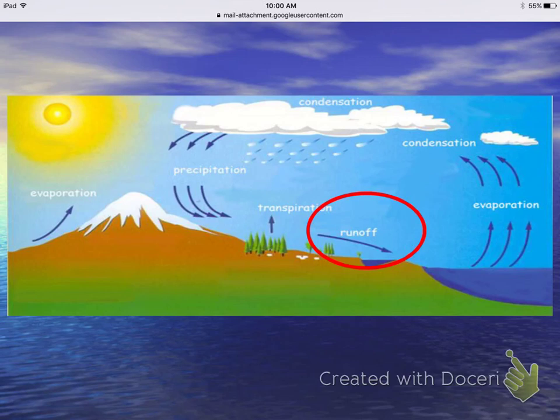The next stage is runoff, and this happens whenever the clouds release their form of precipitation and this water or rain is going to run off the side of a mountain or run off land. Whenever the soil is just too full to hold water, it's going to start the stage of runoff.